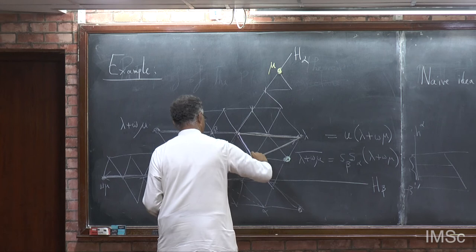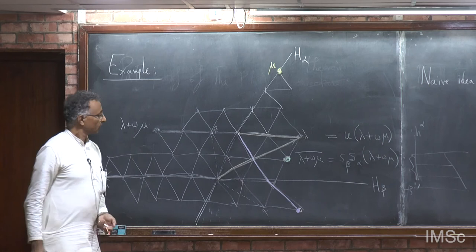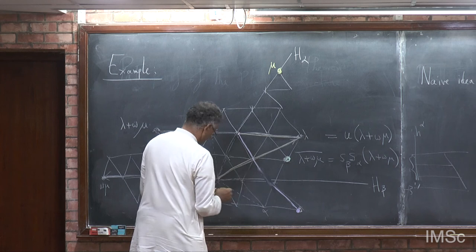To this, correct? So it is this path. Sorry for my triangles not being [neat].